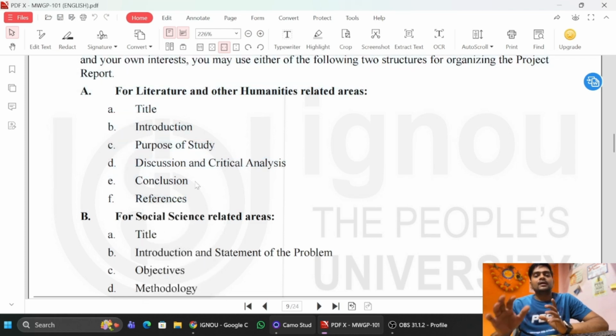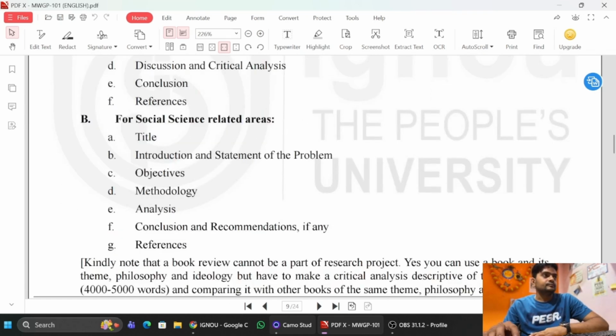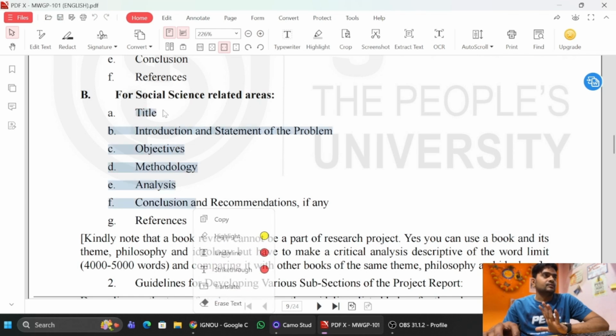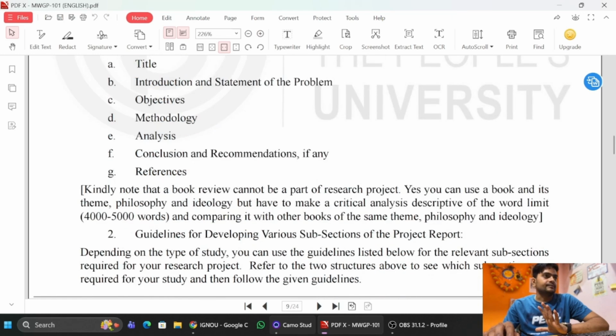That is if your project topic is related with literature and humanities related areas. Now, if your research topic is related with social science related areas, the content you must have in your project is title, introduction and a statement of the problem, objectives, methodology, analysis, conclusion and recommendations, if any. So your chapterization for social science related areas should be like this. You have to write like this.